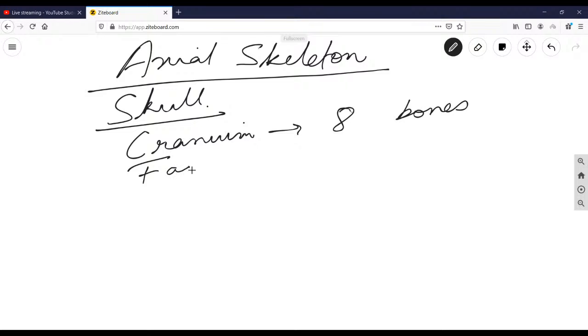Then I'll consider the face under it also. How many bones are there in the face? 14 bones. Then another one is the hyoid bone, also known as the tongue bone or lingual bone, a horseshoe-shaped bone situated in the anterior midline, in the front of the neck between the chin and the thyroid cartilage. That is where the hyoid bone is present.